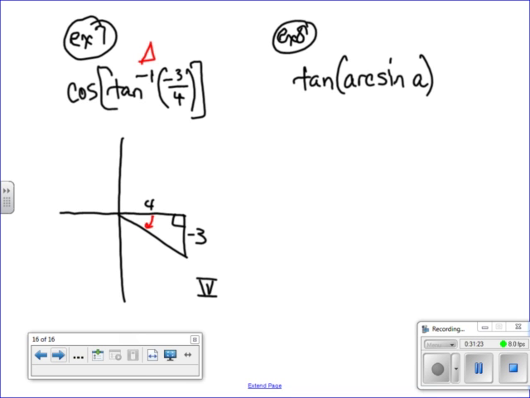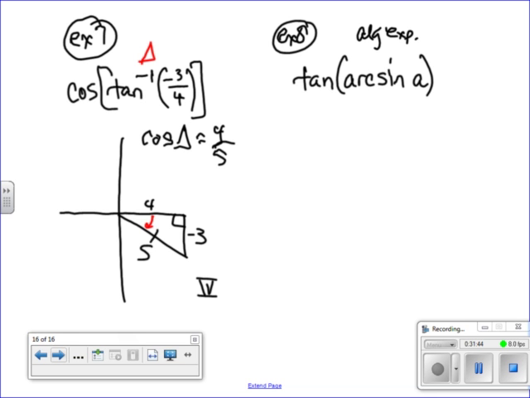Well, this triangle right here is a Pythagorean triple, so I know that that's 5. Okay, so now the problem is this. Go find the cosine of the triangle. Well, the cosine of the triangle is 4/5, and you're done. That's it. Okay? All right, the next one, if you go read the problem in example 8, it says to go find an algebraic expression for this.